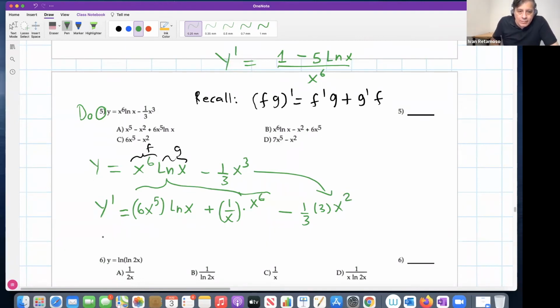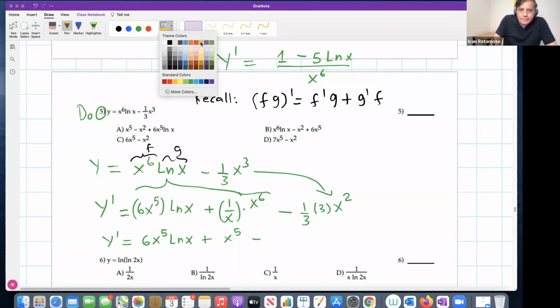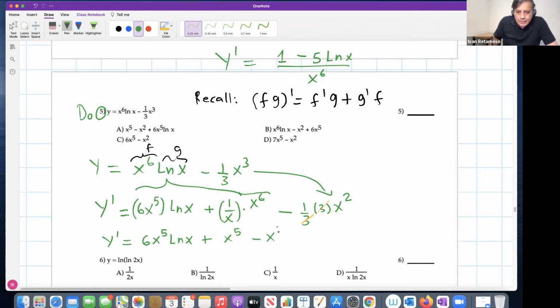Now, you just have to simplify this. y prime will be equal to 6x to the 5th power multiplied by natural log of x plus x to the 6 on the top divided by x to the 5th. 3 and 3, they cancel. A lot of algebra there too. And then x squared stays, right? Minus x squared. So this should be something that you have to look for among the choices, right? And it turns out it's just this guy.